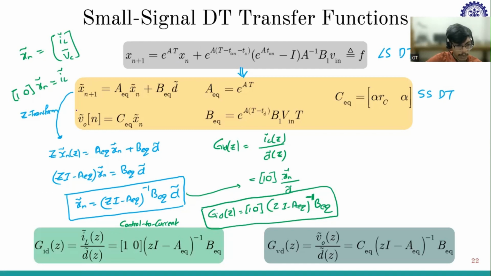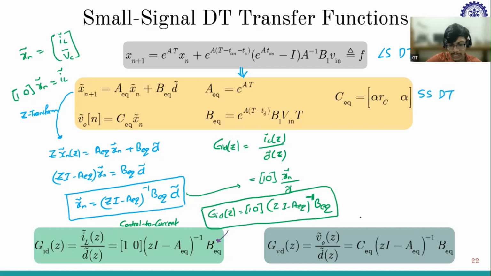So is this clear? It is just simple mathematics. I am first applying Z transform. I got one equation. Then according to the definition, GID is IL perturb by D perturb. IL perturb I know, if I multiply XN perturb with the 10 row matrix, I will get IL perturb. So I have written 10 into XN perturb by D perturb. From this expression, I get XN perturb by D perturb as this, which is nothing but this expression.